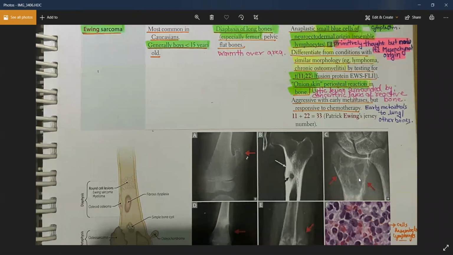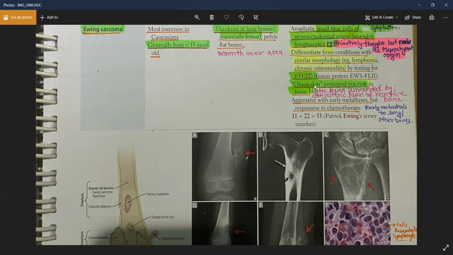And the one thing you could do is to check for the fusion protein EWS-FLI1, which happens because of a translocation between chromosome 11 and 22. So a translocation of 11 and 22, along with this histology, confirms the diagnosis of Ewing sarcoma. So the age of the patient is important, less than 15 years of age. This translocation is important, and then the histology is important, right? And on the X-ray, you can even see the onion skinning.